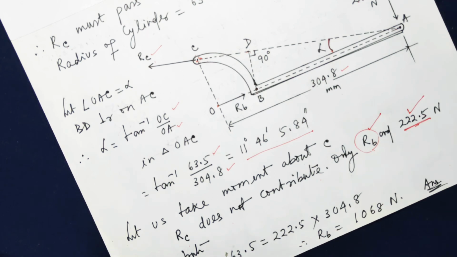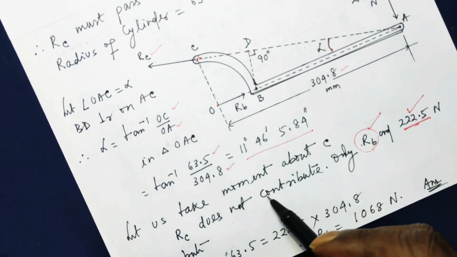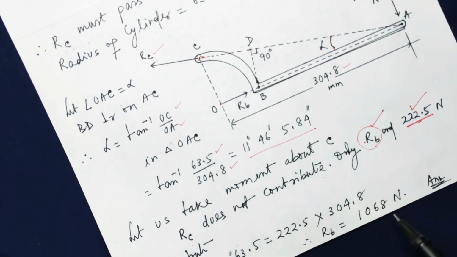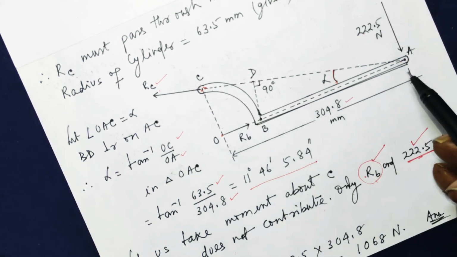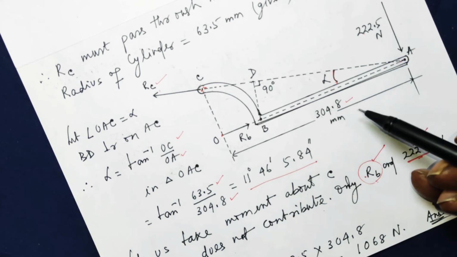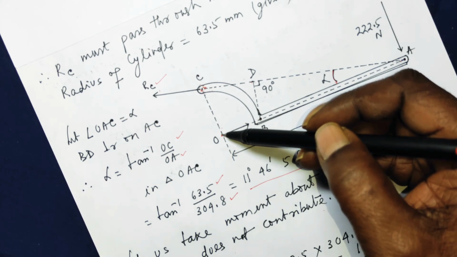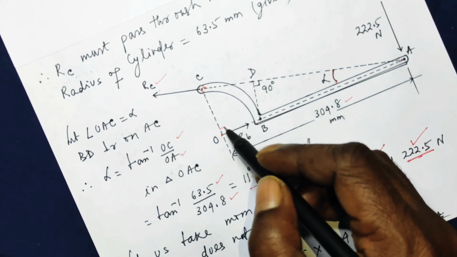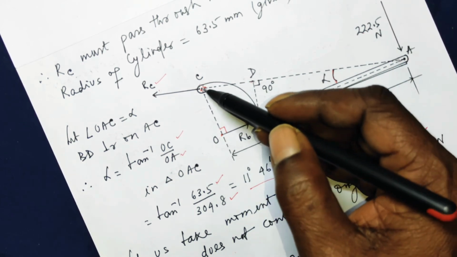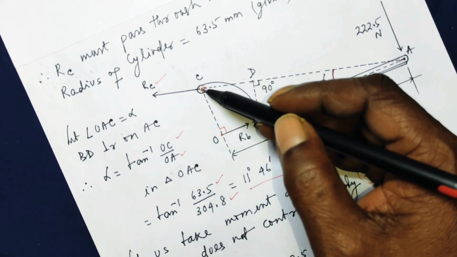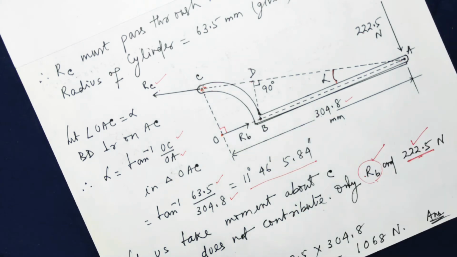Now what is the perpendicular distance of RB from C as the moment center? Now look, this is the direction of RB. From C to O is 63.5. So this is the perpendicular distance of RB, the line of action of RB from C as the moment center. It has this perpendicular distance CO, that is given as 63.5.